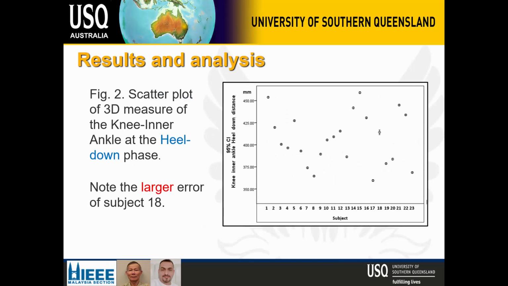Figure 2, scatter plot of the 3D measure of knee to inner ankle at the heel down phase. Note the larger error of subject 18.